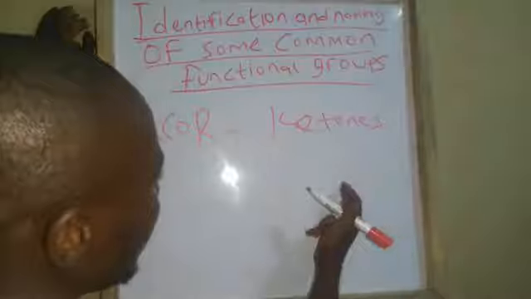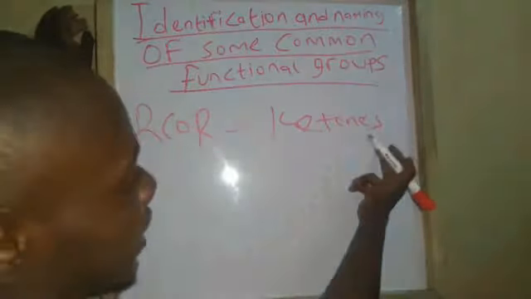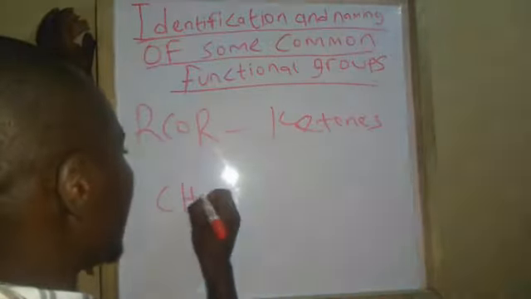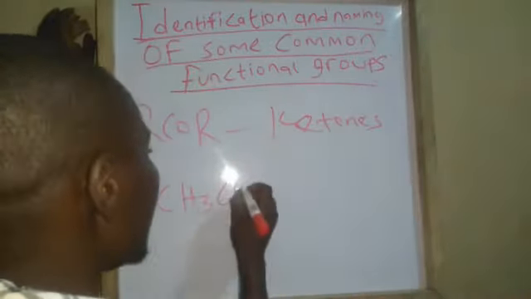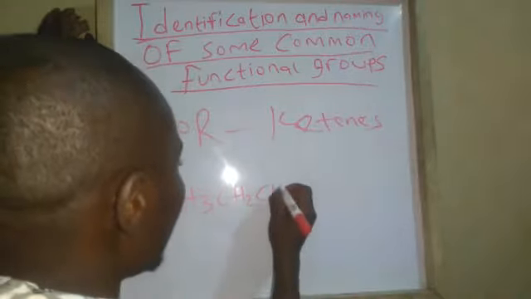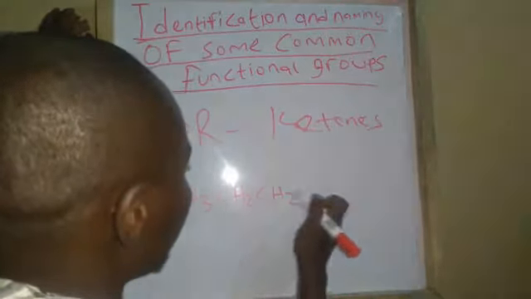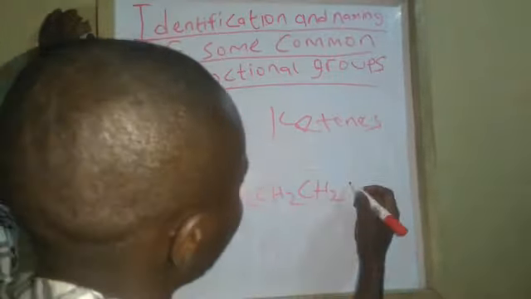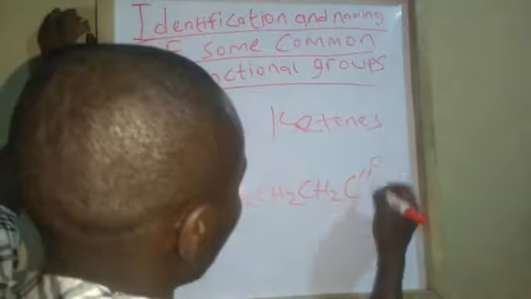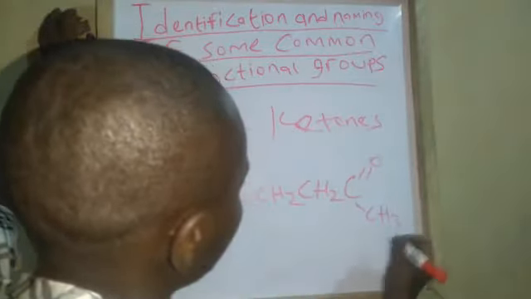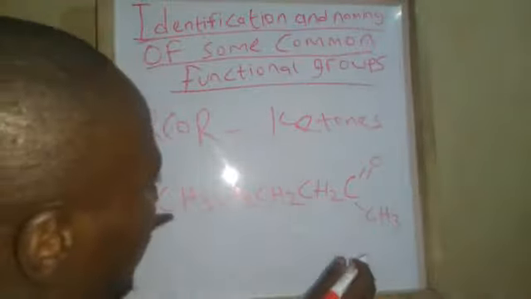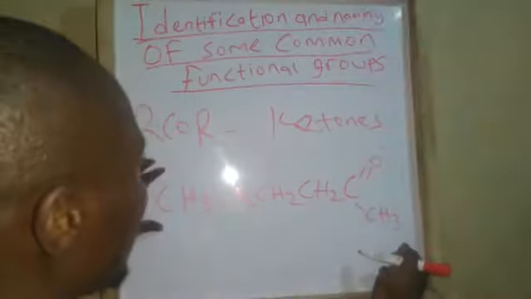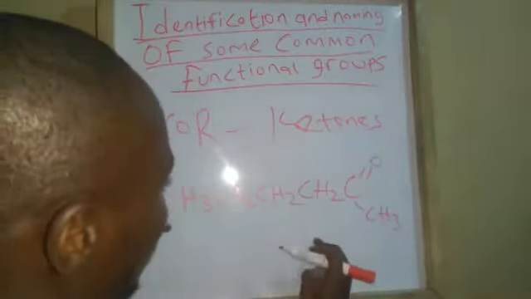The same way we draw the structure, just like the aldehyde, the hydrogen will be replaced with CH3. So that will be CH3, CH2, CH2, 1, 2, 3, CH2, 1, 2, 3, 4, then CO, CH3. Are you getting it? So this is the structure of propanone. Yes, this is the structure of propanone.